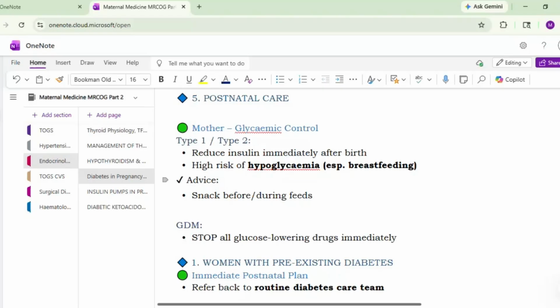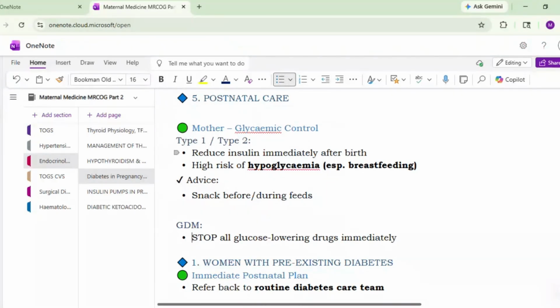Okay. Reduce insulin immediately after the birth if she is type 1 or type 2 diabetic. There is a high risk of hypoglycemia, especially if she is breastfeeding. So we need to advise snacks before or during the feeds. During breastfeeding, there are high chances of hypoglycemia and we have to reduce the insulin immediately after the birth. But if she is a case of GDM, we'll stop all glucose lowering drugs immediately.